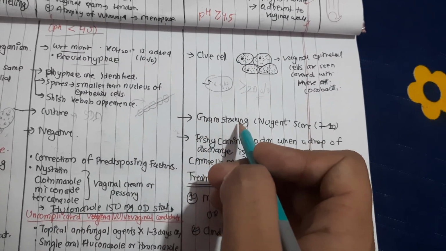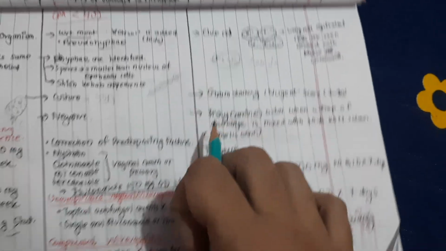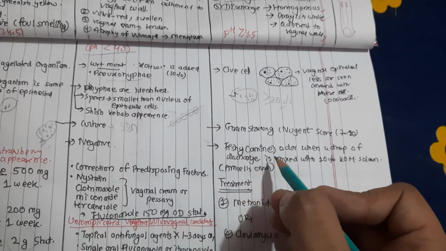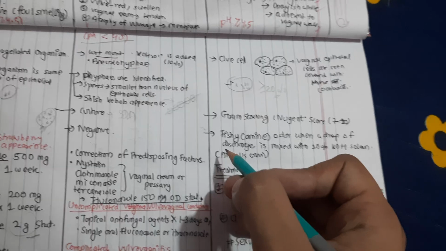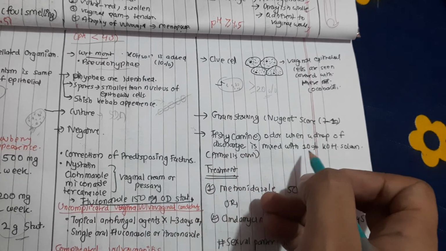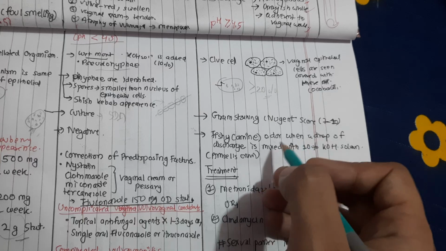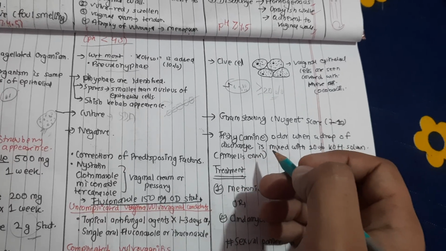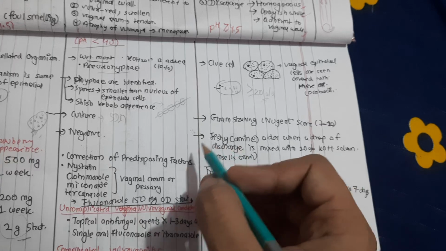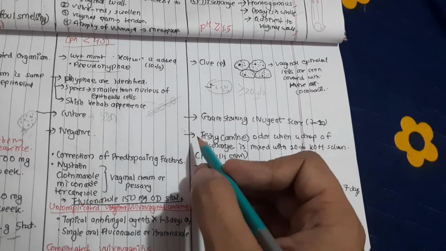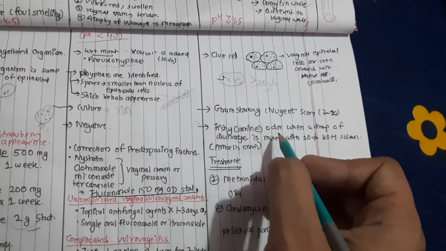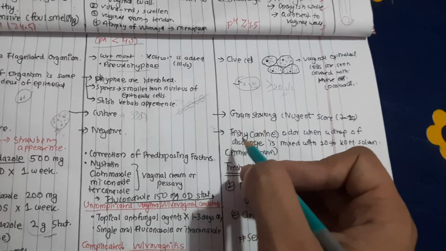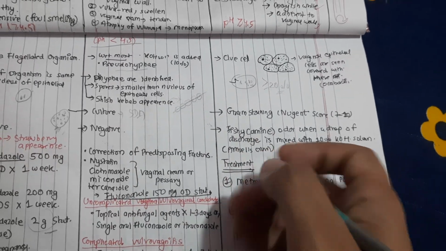And on gram staining, we have the Nugent score of 7 to 10, and finally the whiff test. We get a fishy amine odor when a drop of 10% KOH solution is mixed with the vaginal discharge. That is known as the whiff test, and it is one of the components of Amsel's criteria.